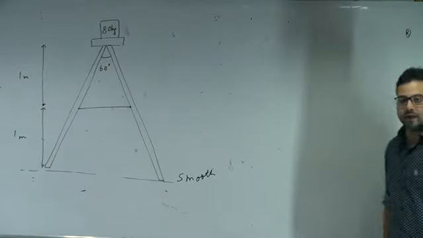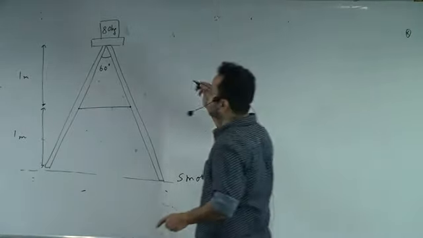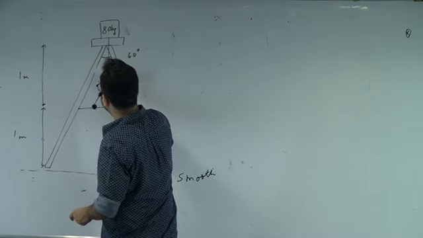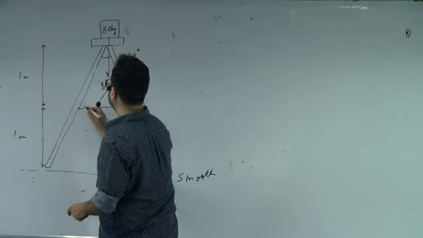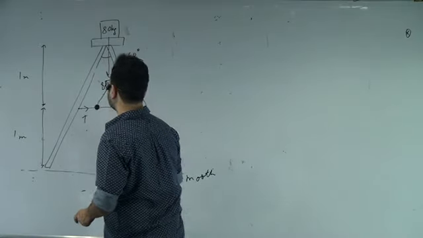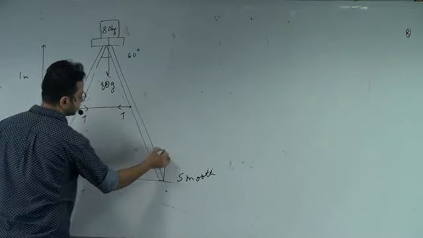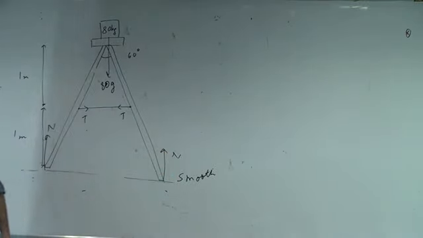Alright, did you draw the free body diagram? The free body diagram would be something like this, with the 60 degree angle. Here there will be the weight mg, there will be tension over here, and there will be tension over here. And there will be a normal force from the ground. I can say both the normal forces would be the same. Why? The condition is symmetric. So both of them would be N.